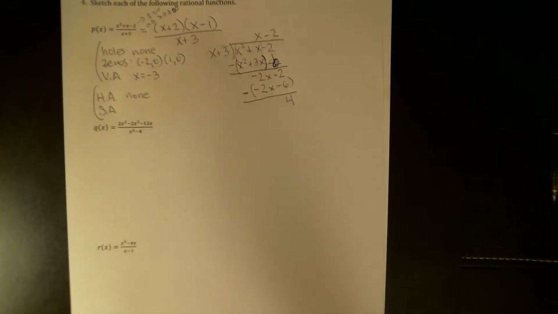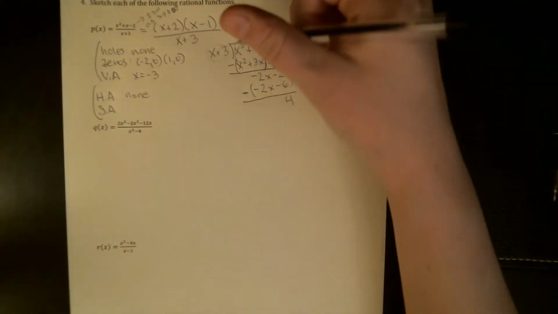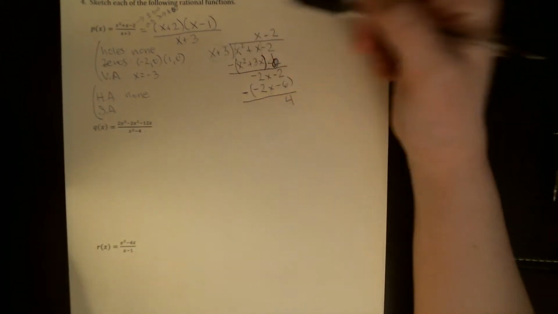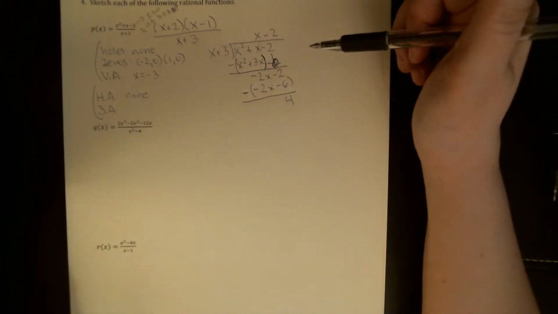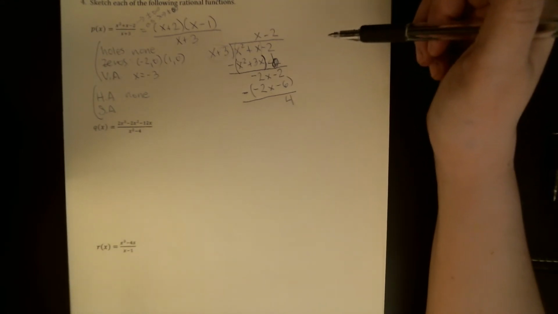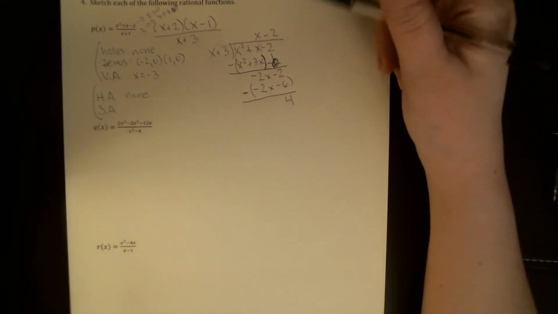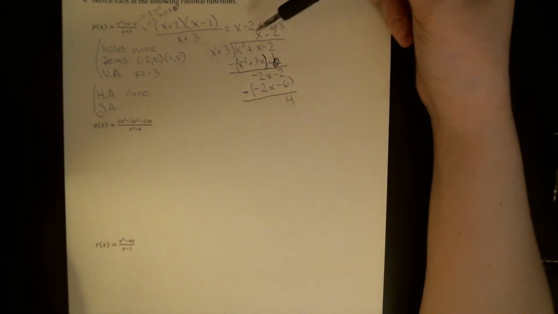So as soon as the degree of your remainder is smaller than the degree of your divisor, you're done. Okay, so here's the question. What is this really telling us? This is telling us that this rational function that we started with is exactly the same as x minus 2 with a remainder of 4 that would still need to be divided by x plus 3. So that's what long division is telling us.